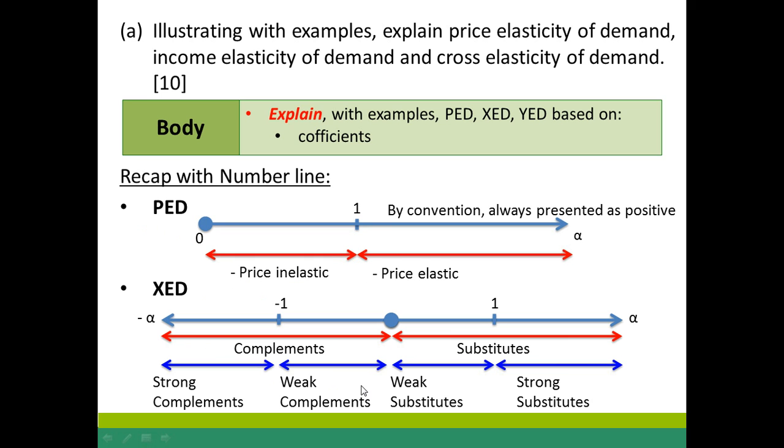Okay. So maybe I always believe that it is best to see using a number line for this kind of understanding in signs and coefficients. If it's PED 0 to 1, it is price inelastic. From 1 to infinity, it is price elastic. For XED less than 0, so this point here is 0, they are complements. And within complements, you are split to weak and strong complements. Similarly, substitutes, if it's greater than 1, and you can split into weak and strong substitutes.